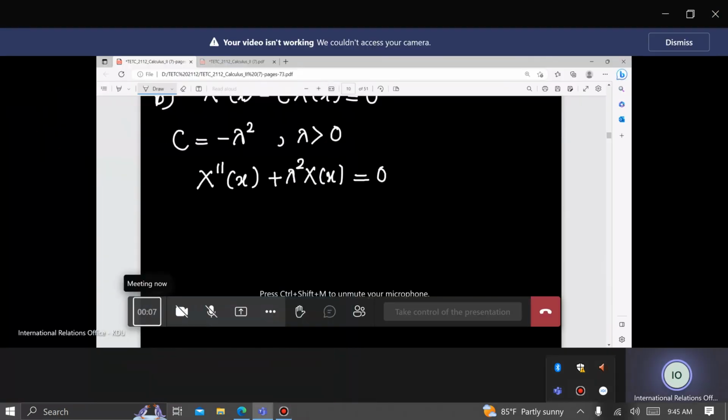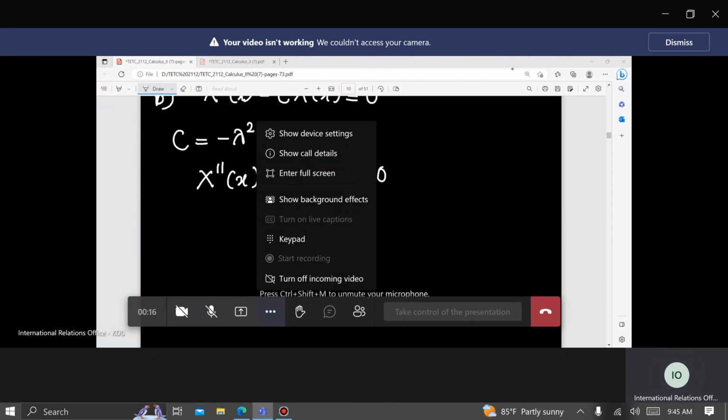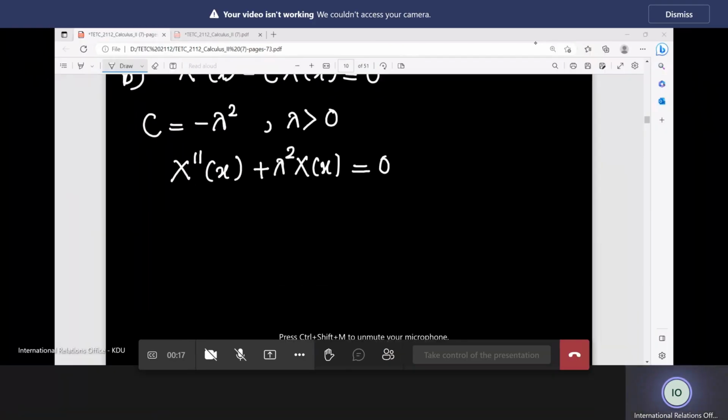Let's complete the problem then. So we have stopped at that stage. This is an ordinary differential equation. Ordinary differential equation here. Lambda is a constant and variable is simple x.